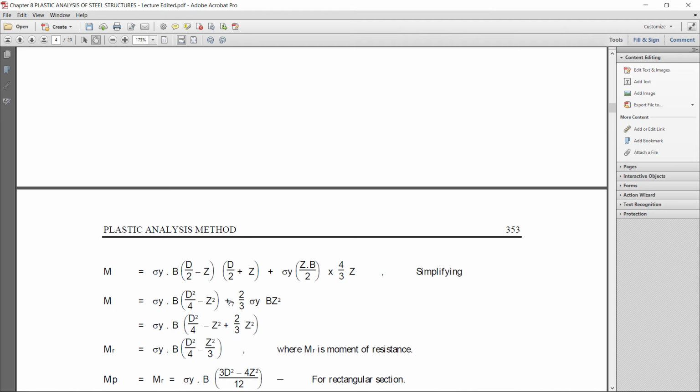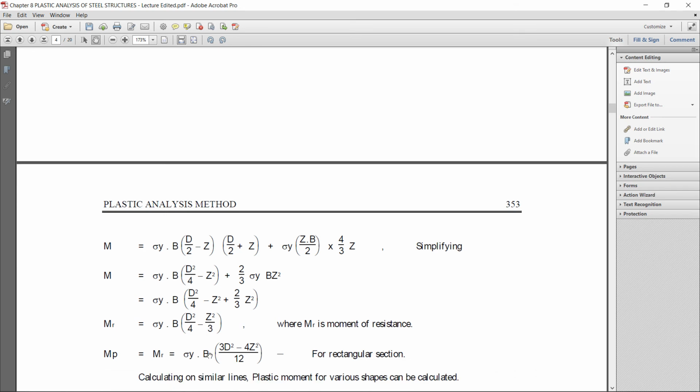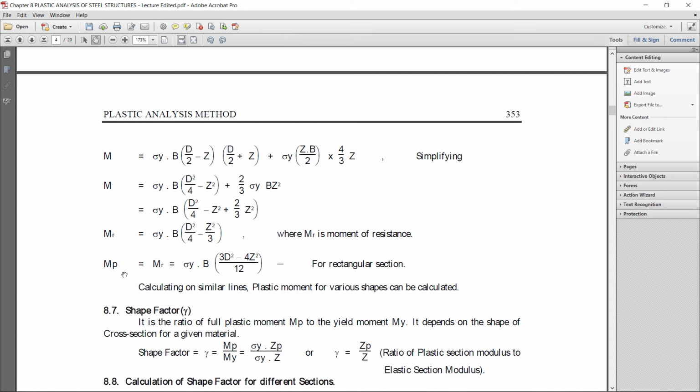Now combining and opening the brackets, you can see sigma y and b are common in the whole equation. So now we have d square by 4 minus z square plus 2 by 3 z square. You can calculate this easily using a calculator. Minus 1 plus 2 by 3, you will get the answer of minus 1 by 3, so z square over 3. That is the value. Okay, Mp is equal to Mr.